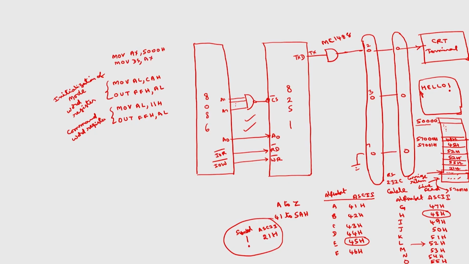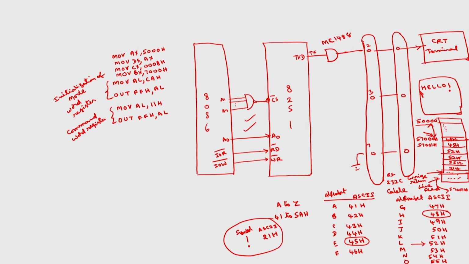Then the number of characters is 8, so I will load that into CX. The starting address of this one is 5700. So, displacement from 5000 to 5700 is 7000, that I will take into some base register, move BX comma 7000. 7000 is the offset from the starting of data segment.